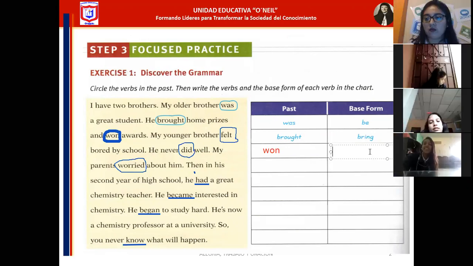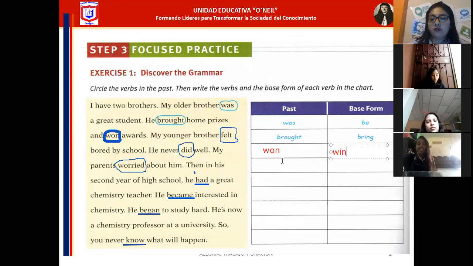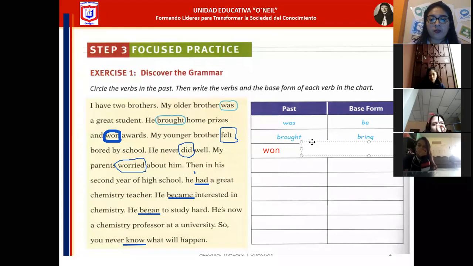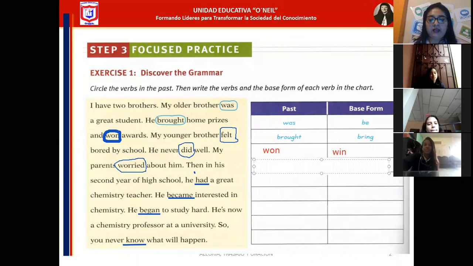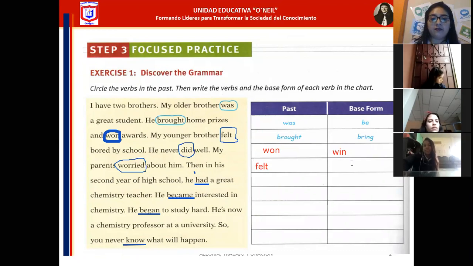Where, miss? Win, okay, win. This is the base form for win. The past tense is won. The next, I write here, failed. And where is the base form of failed? Feel. Feel, yes, feel.